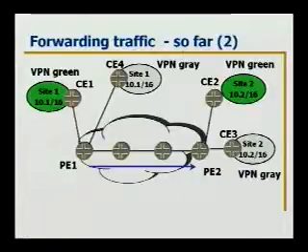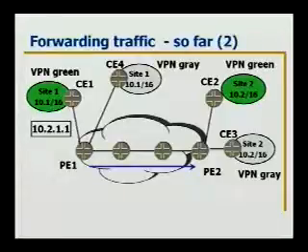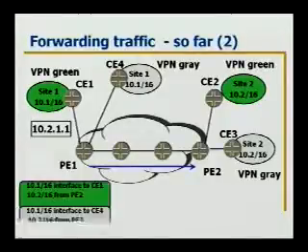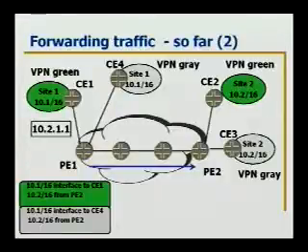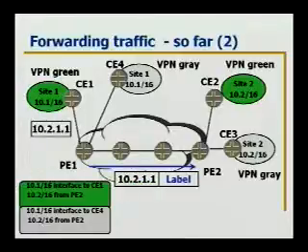What would happen if now I had two other sites from some other customer, customer Gray, connected to the same PEs? Let's see what would happen now. I would take the packet. The packet would arrive from CE1 to PE1 over the interface that's connected to VPN Green. PE1 would know that it needs to look in the green forwarding table to forward this packet, and it would correctly decide it needs to send it to PE2. The packet would travel across the label switch path to PE2 and arrive at PE2.